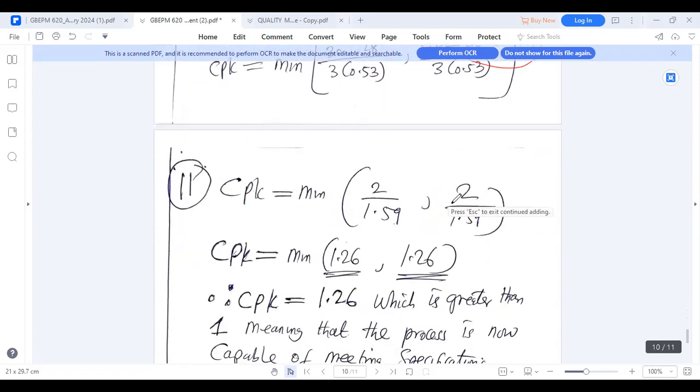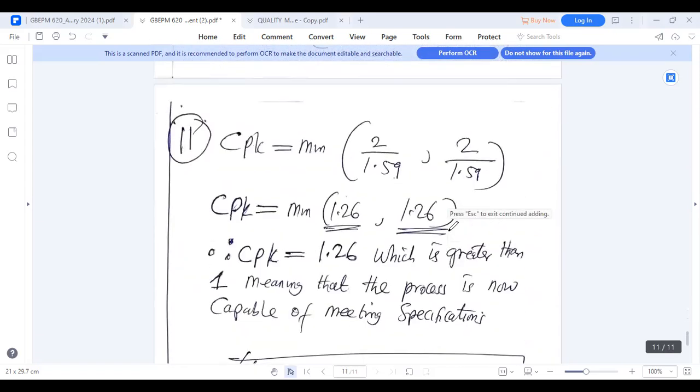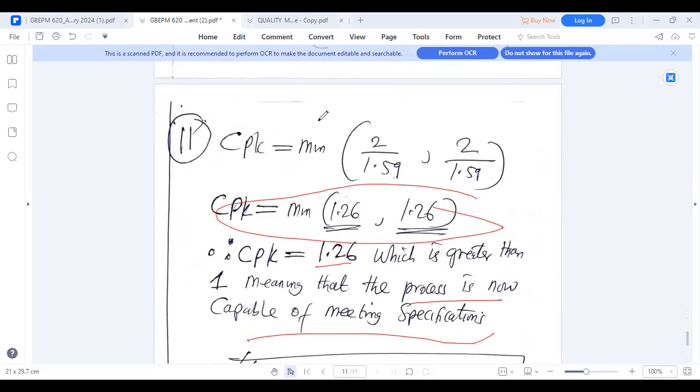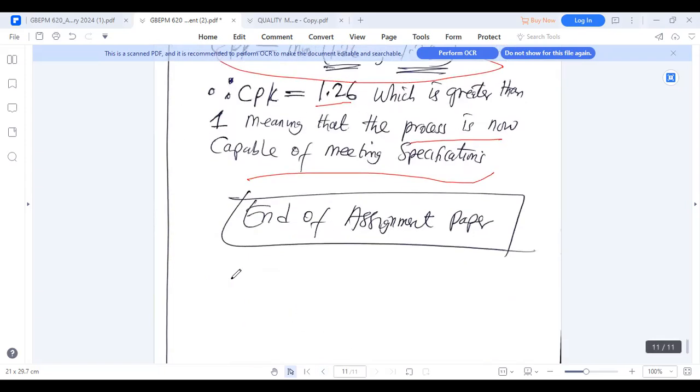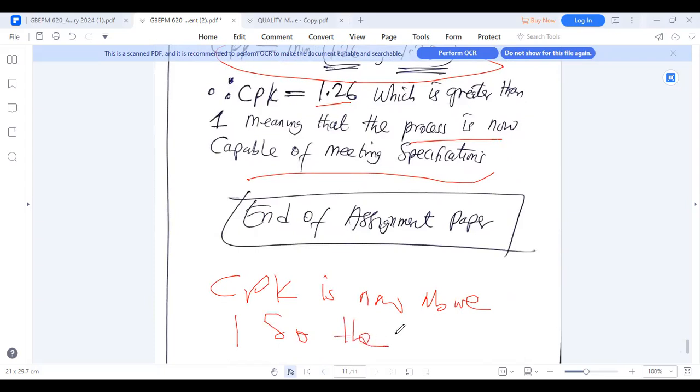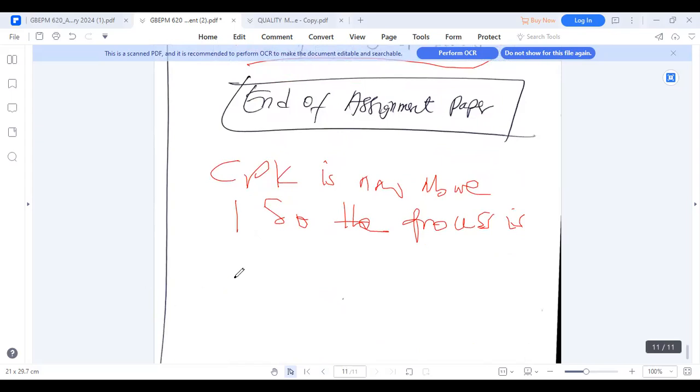So after this, we are getting this, which means that the CPK is greater than 1, meaning that the process is now capable of meeting specification because it is above 1. CPK is now above 1. So the process is able to meet specifications.